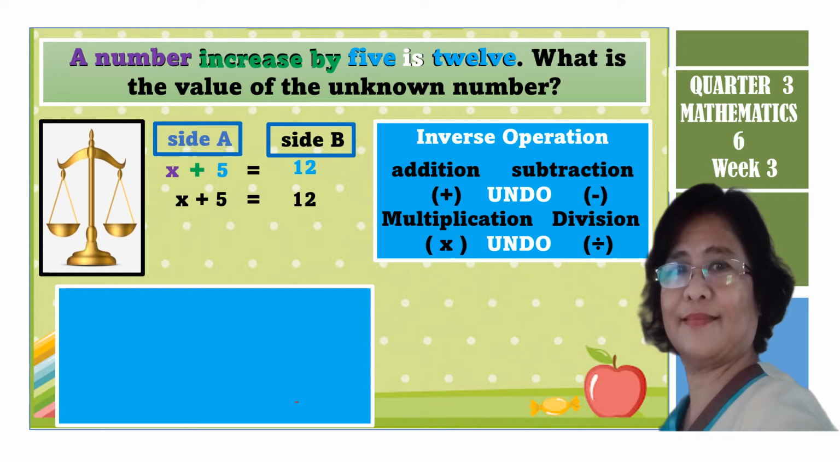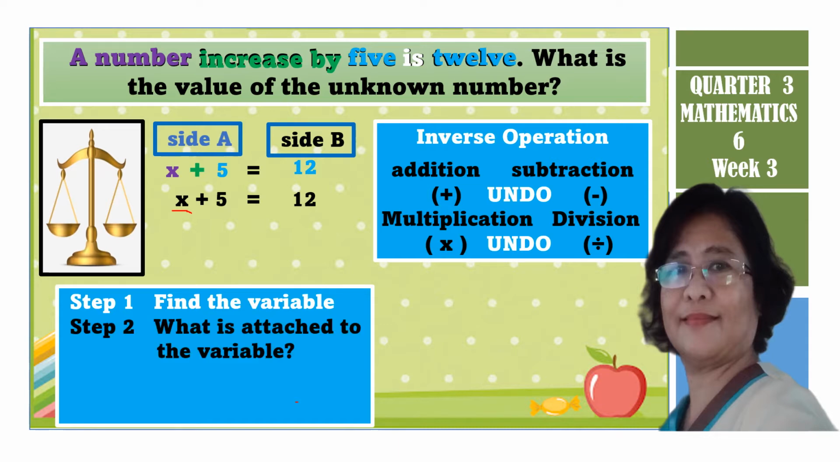Let us now solve the equation. The first step is to find the variable. The variable here is represented by x. The second step is to know what is attached to the variable. Here, attached to the variable is plus 5.